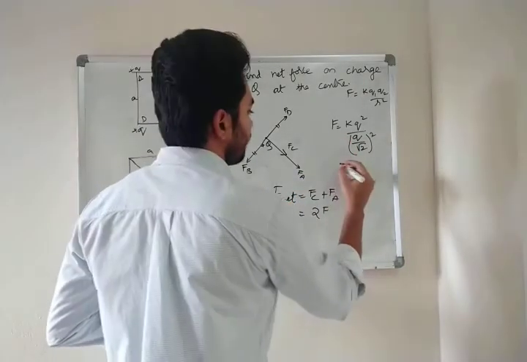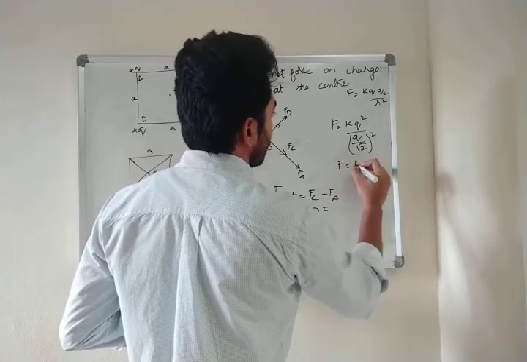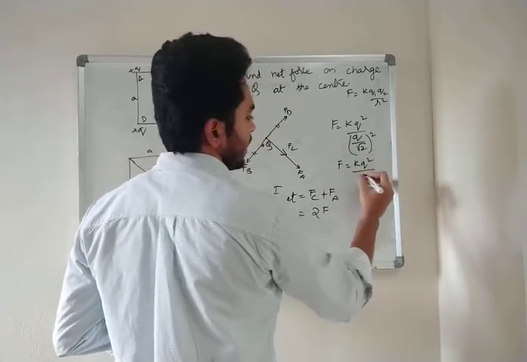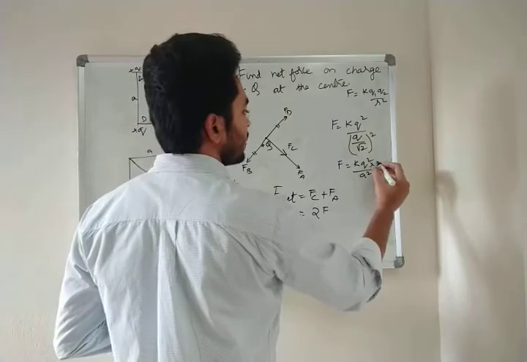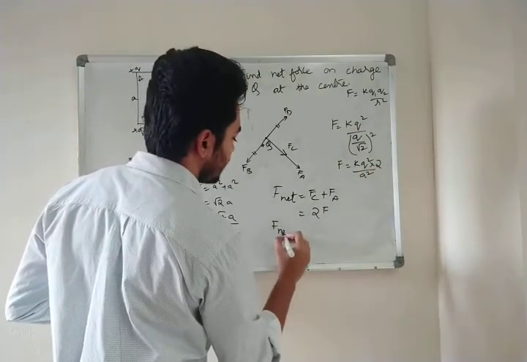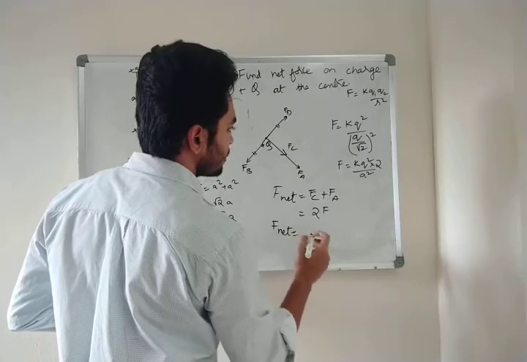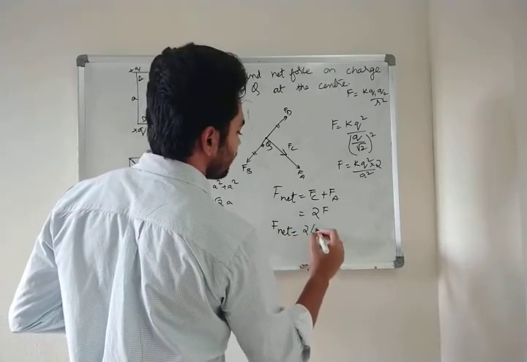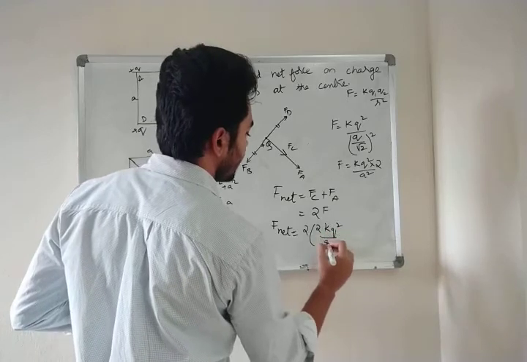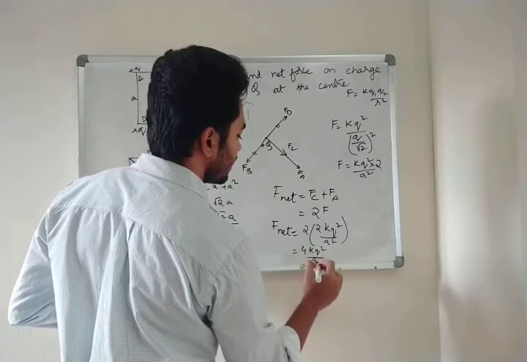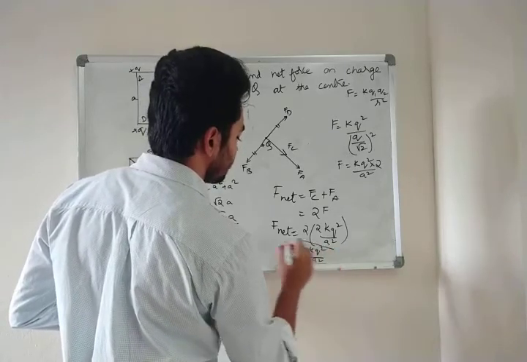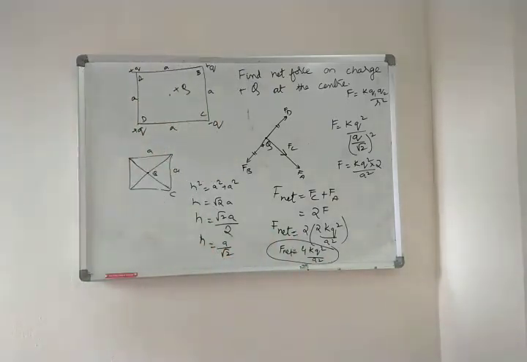Understood? So if we solve it, F equal to k q square by a square. This root 2 whole square is 2, if it goes to the numerator, 2. So our final answer F net is equal to 2 into 2k q square by a square. So final answer is 4k q square by a square, F net. This is our final answer. Understood? Note it down. Okay.